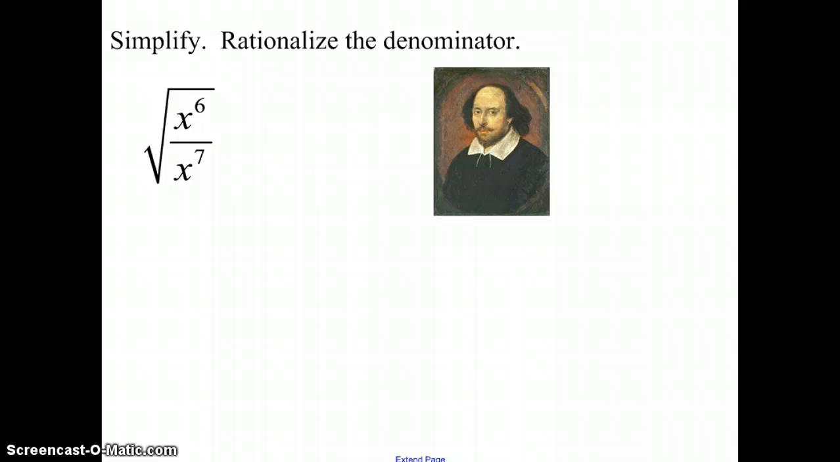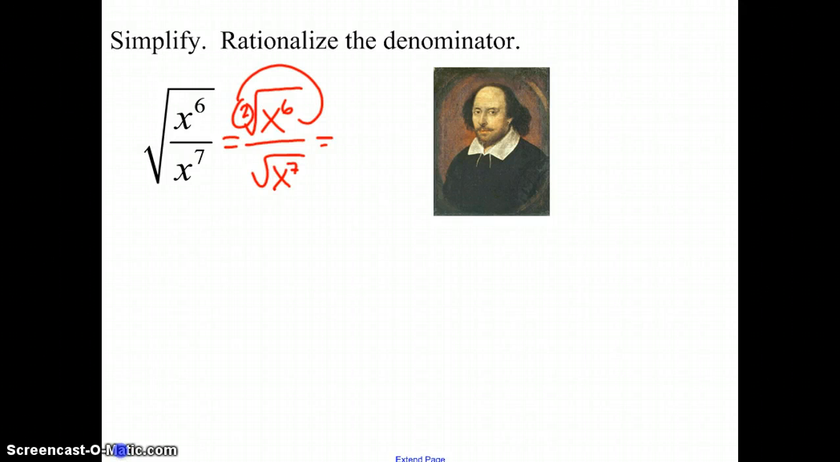This time we're simplifying radicals that have fractions in them. In order to do this, we need to rationalize the denominator. That means we can't have any square roots in the denominator. For this one, if it helps, separate them out. You could rewrite this as the square root of x to the 6th over square root of x to the 7. On the top, simplifying, remember that's understood to be a 2. 6 divided by 2 is 3, so the top is x cubed.